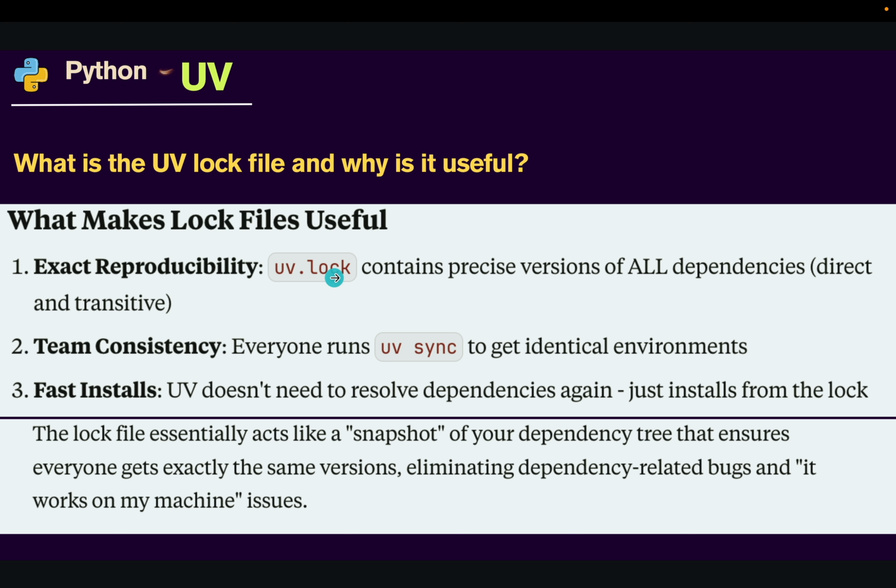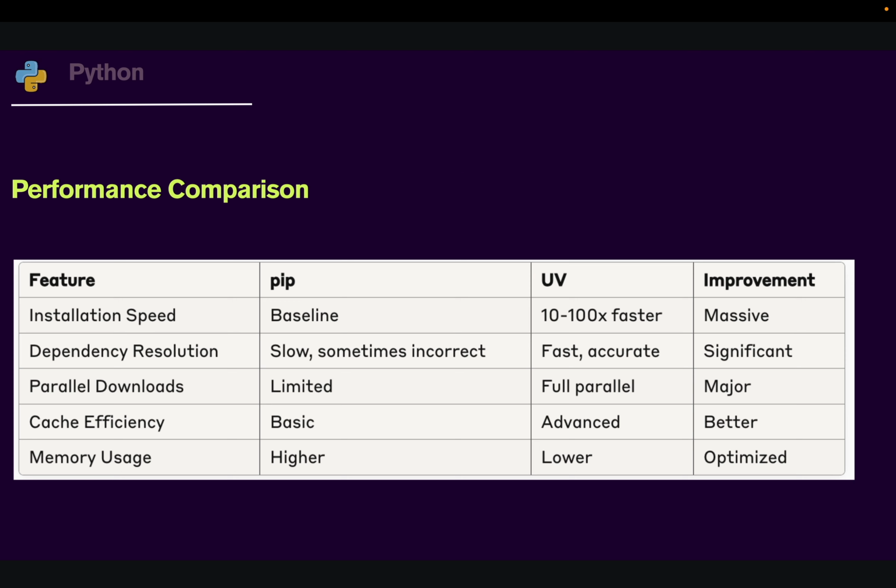As I just mentioned, uv.lock contains the precise versions of all your dependencies. And why I'm saying this is for team consistency. So everyone runs only this command, right? uv sync. All the people will get an identical environment, whatever environment you are using. Very fast installation, because uv does not need to resolve dependencies again, it just installs from the lock file. So the lock file essentially acts like a snapshot of your dependency tree that ensures everyone gets exactly the same versions. Very straightforward.